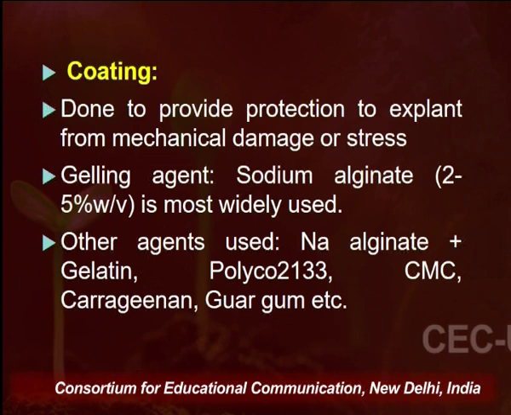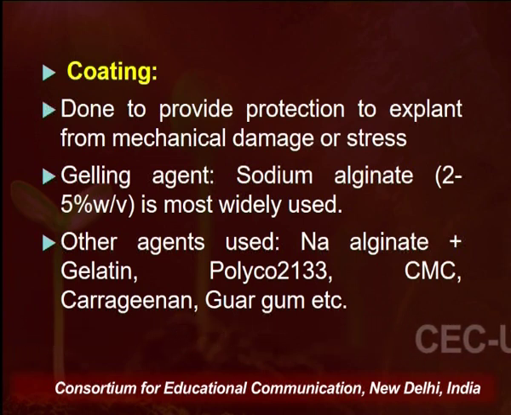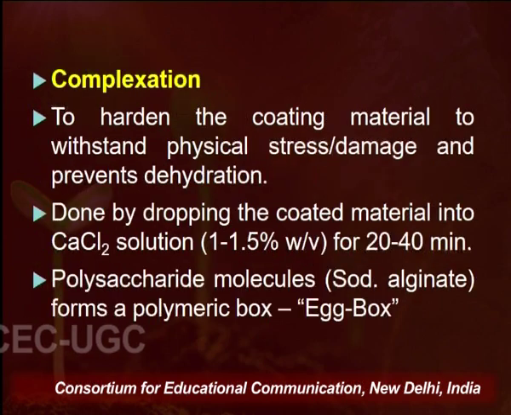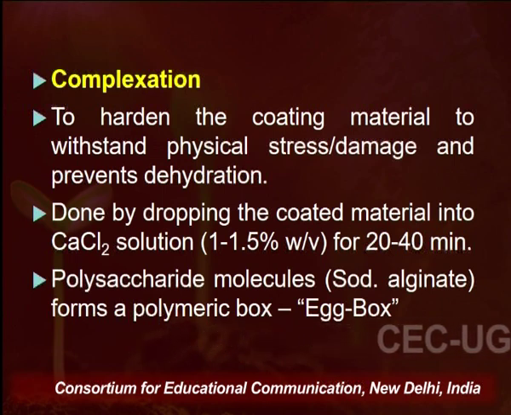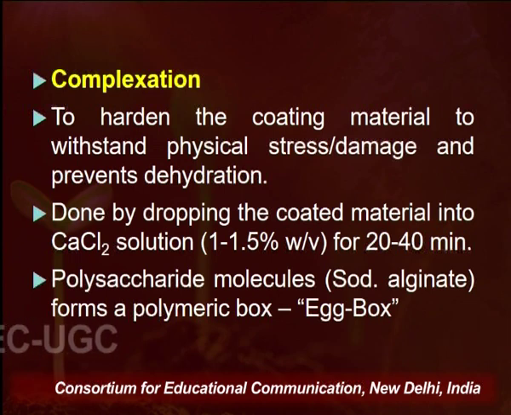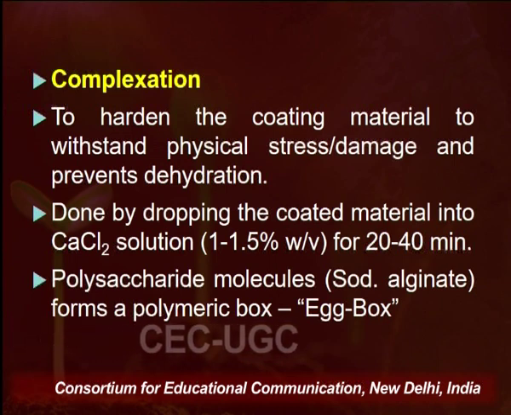Now, if we further break down encapsulation, it has three steps: coating, complexation and rinsing. Coating is nothing but embedding the explant material into the gelling agent, for which sodium alginate is largely used in the range of 2 to 5%, and other gelling agents we have already discussed. Second is the complexation. Once we have embedded the explant material into the gelling agent, this mixture is passed through a narrow orifice which allows the formation of the beads having the encapsulated explant material.